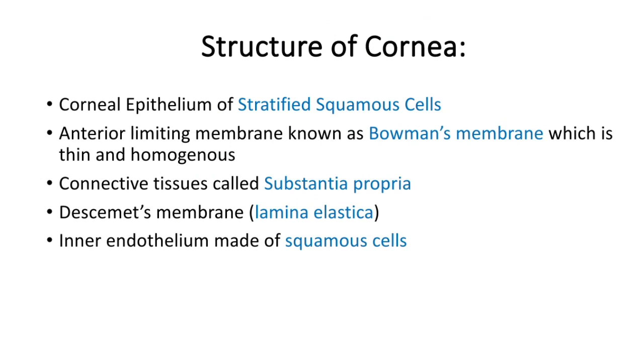The cornea is made up of the following five layers. The outermost layer is the corneal epithelium, which is made up of stratified squamous cells. The next layer is the anterior limiting membrane, otherwise known as Bowman's membrane, made up of thin and homogeneous cells. The connective tissue is the third layer, otherwise called substantia propria. The fourth layer is Descemet's membrane, otherwise known as lamina elastica, and the innermost layer is made up of endothelium, which is made up of squamous cells.